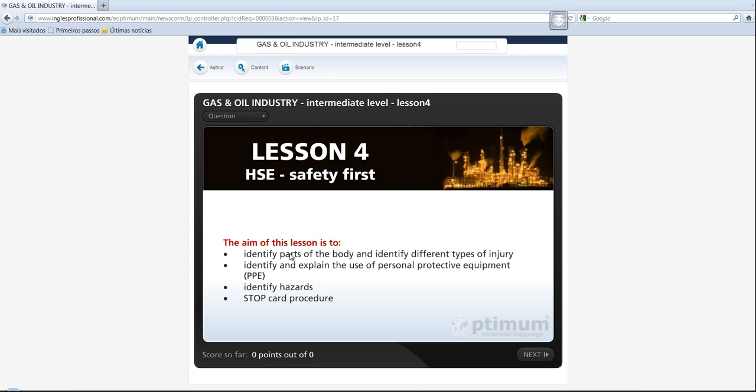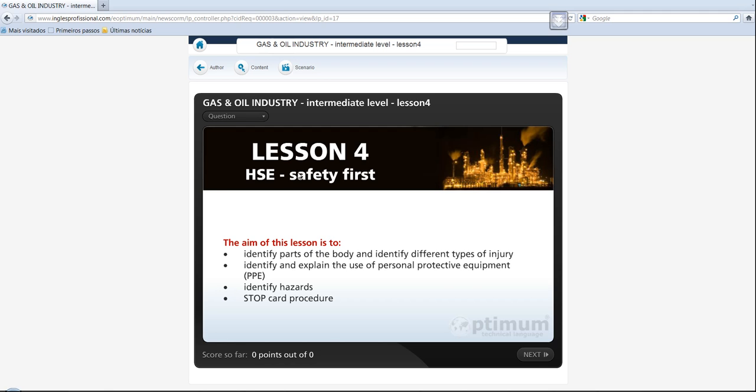First, we're going to identify parts of the body and identify different types of injury. We're going to identify and explain the use of personal protective equipment. The same pieces of equipment we have seen in Lesson 1, Lesson 5, and Lesson 10 of Module 1 of the Oil and Gas Industry English course. Now this is called PPE. In Portuguese we say EPI, Equipamento de Proteção Individual.